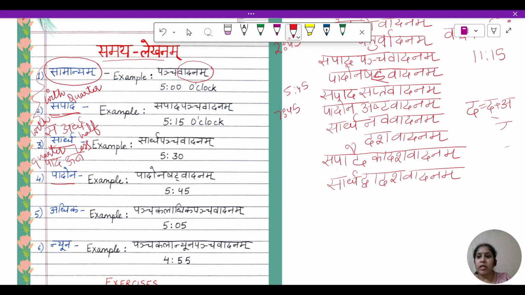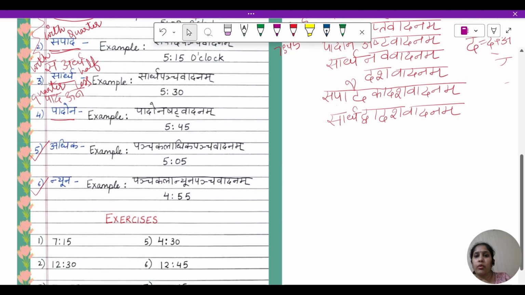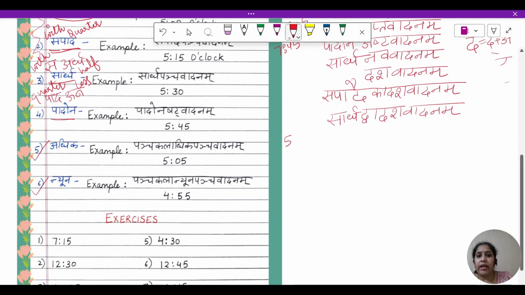Now, just for extra information, we will be doing this Adhik and Noon also. Okay, so now suppose I want to say 5:10. What is 5:10? It is 10 minutes more than 5. Correct? 10 minutes more than 5.